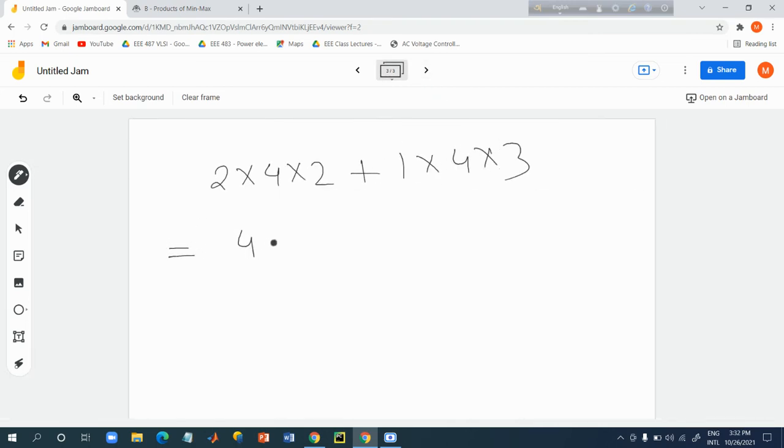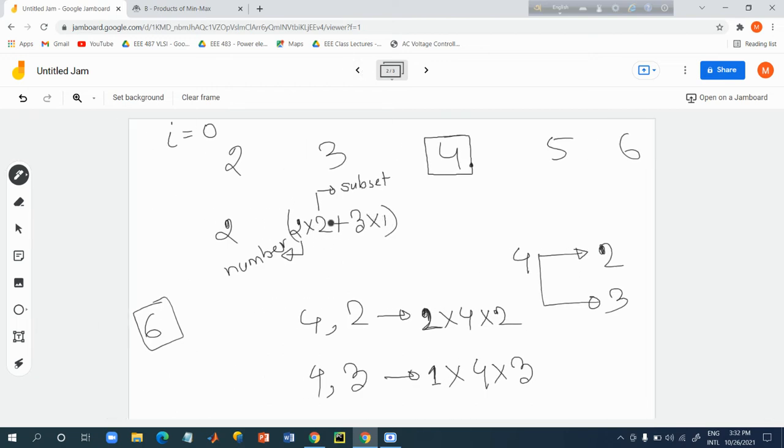So what we will do here, if we take 4 common, we will get 4 into 2 into 2 plus 1 into 3, right? So that's what's happening here. We are multiplying the previous option by 2. So we'll get 2 into 2 plus the current element 3, and whichever this results, we will multiply this thing with the next element, right?